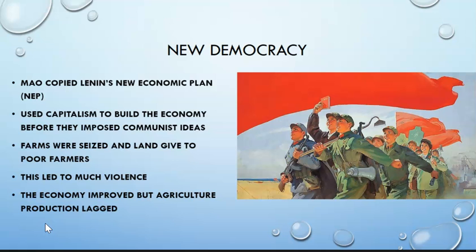So here you see one of the typical communist posters of the period. You see how happy everyone is, and they're all smiling and going off to work together. The soldier, the farmer, and so forth. Everybody is happy, everybody is working, all towards a wonderful China.